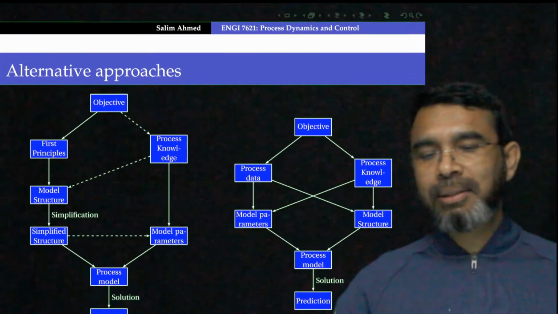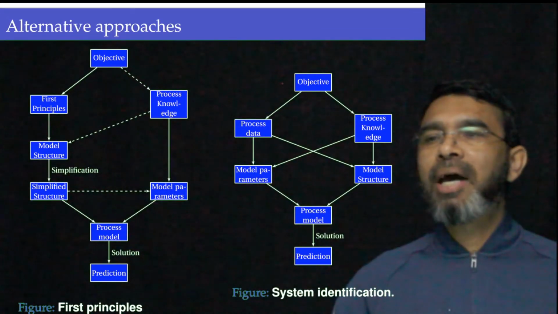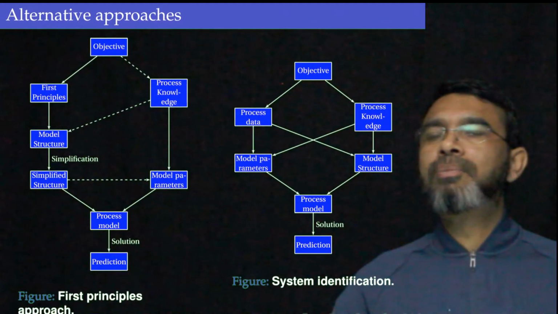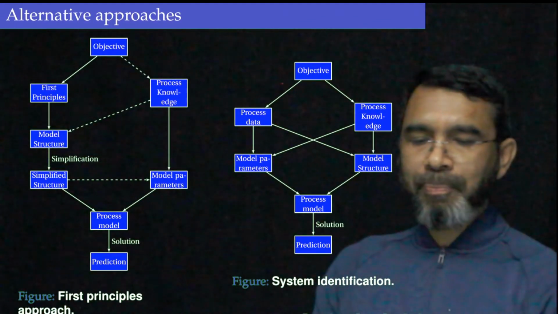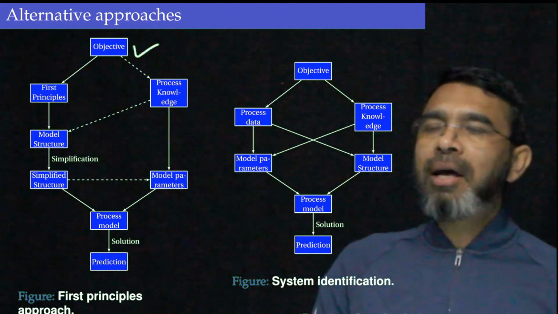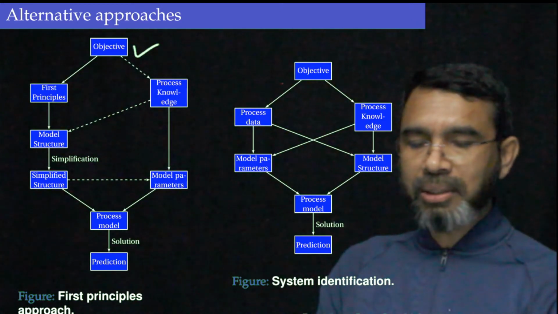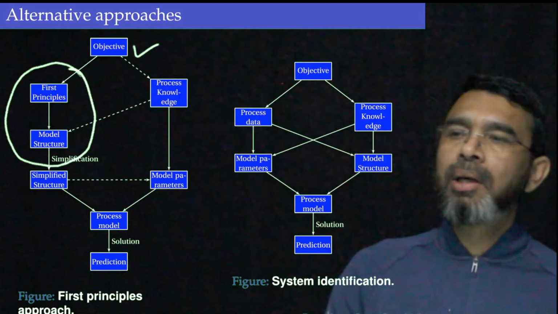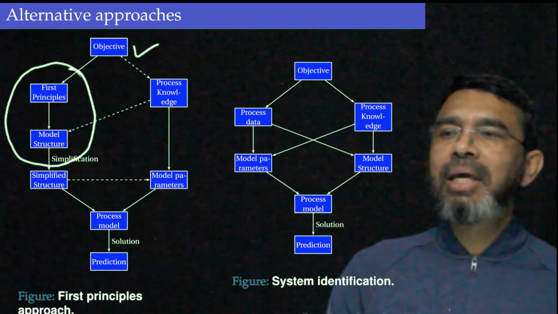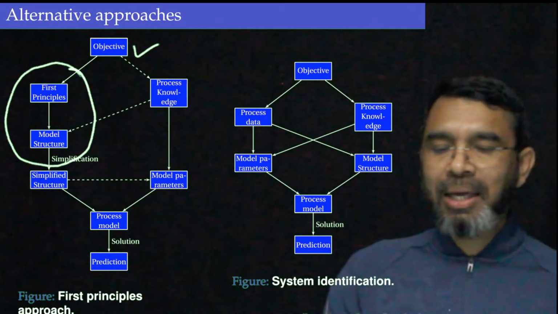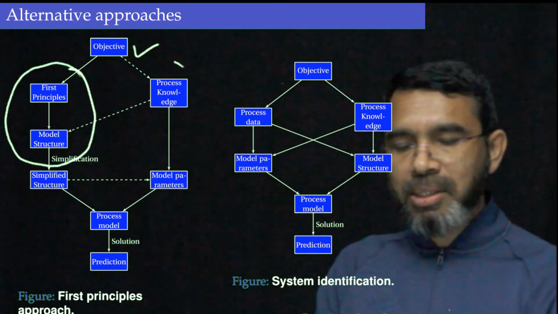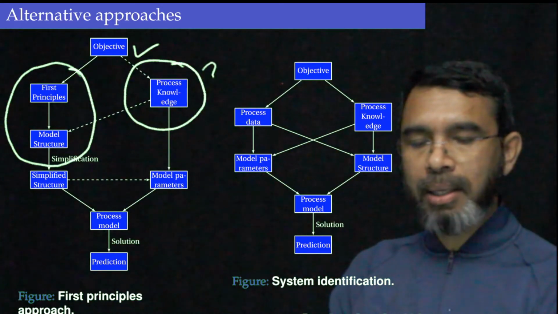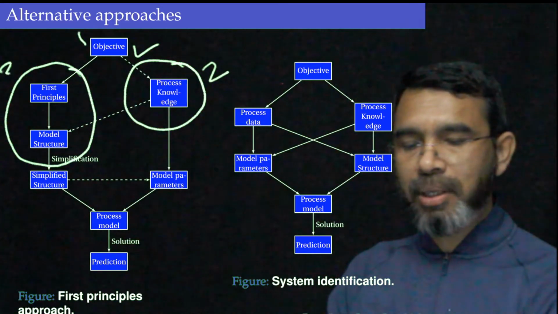Now let's take a look at the approach again. The figure on the left presents the first principle approach. Here you see we start with the objective, and using the first principles, meaning the conservation principles along with the governing equations, you get what is called the model structure. Again, this can be complicated. Then you need the process knowledge. This is what has been defined as step 2. This is 1 and this is 3.